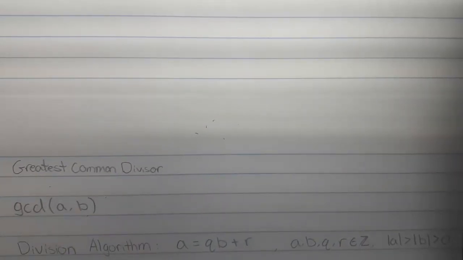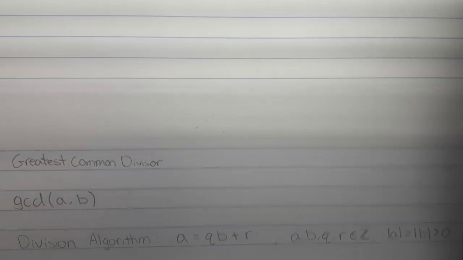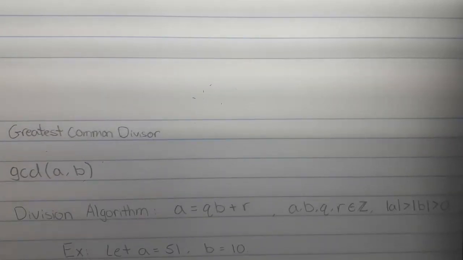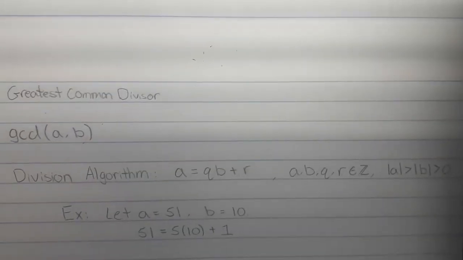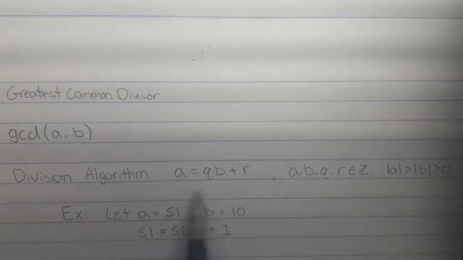Now before we get to the greatest common divisor, we should know what the division algorithm is. It's simply A = QB + R, where Q means the quotient and R means the remainder. So in an example, if we let A = 51 and B = 10, the quotient should be Q = 5 and the remainder should be equal to 1. This is the key formula that we need in order to get the GCD.